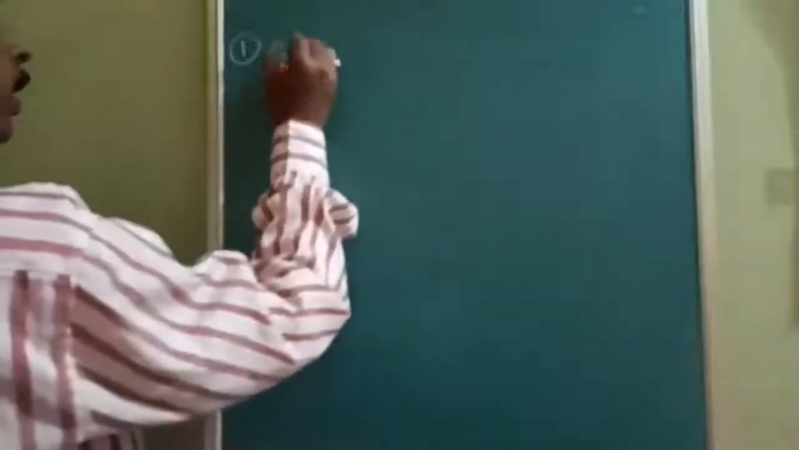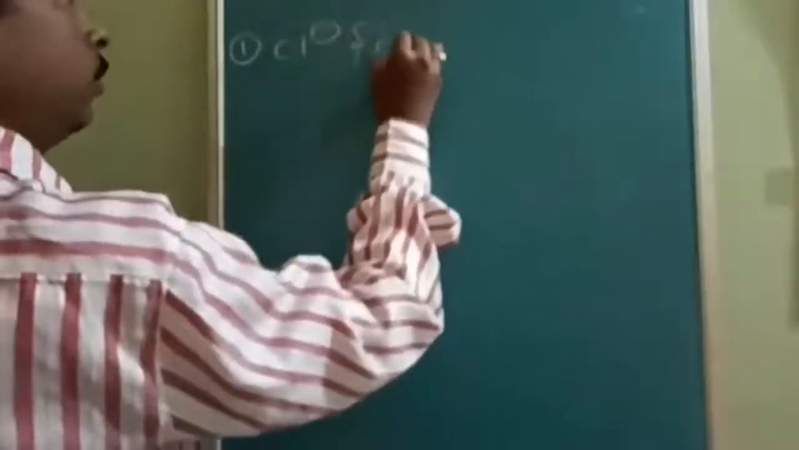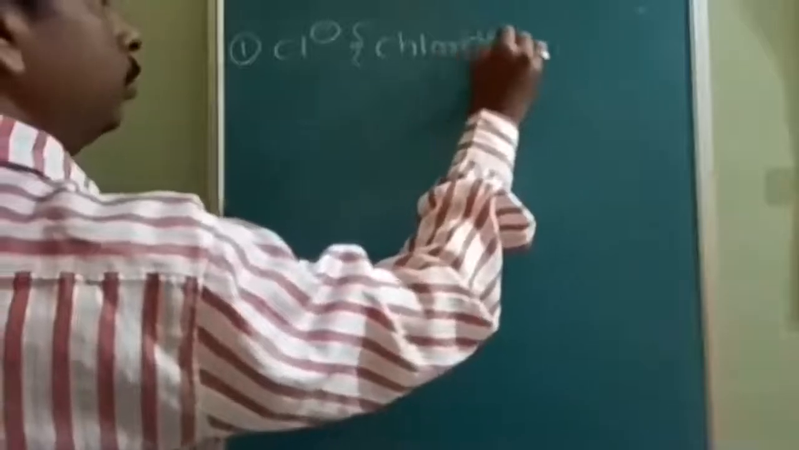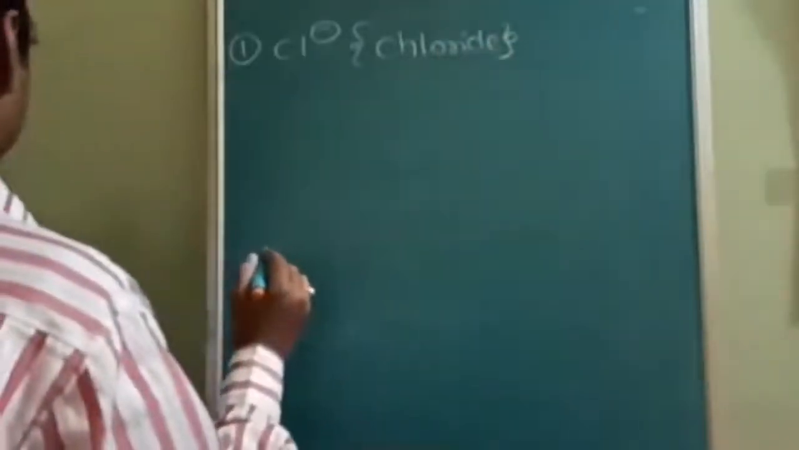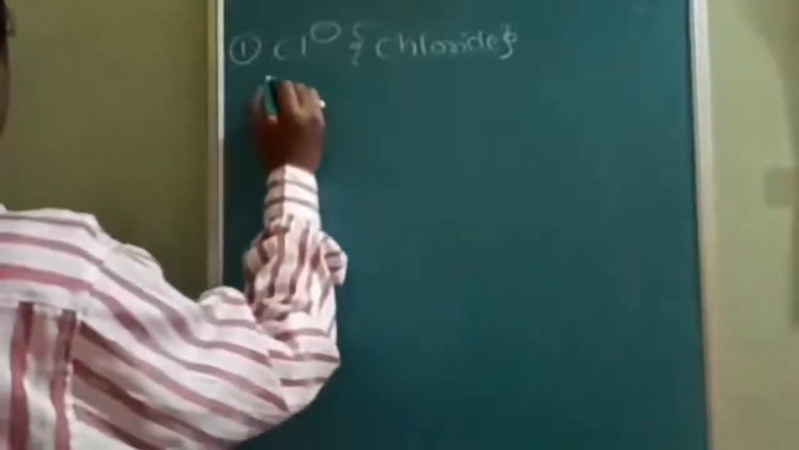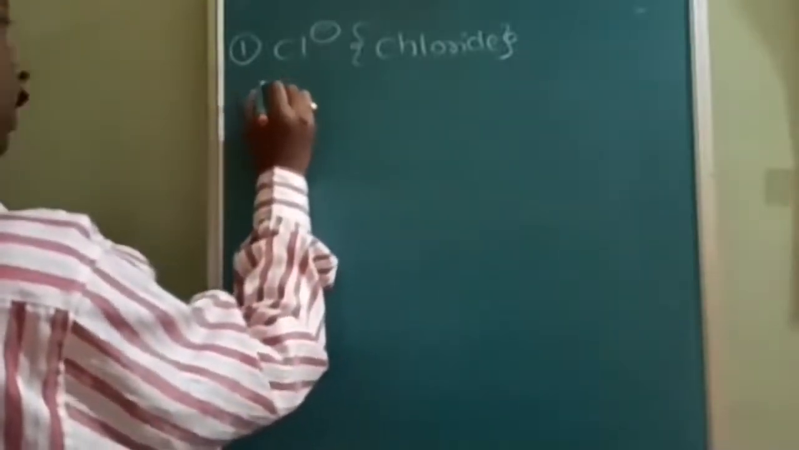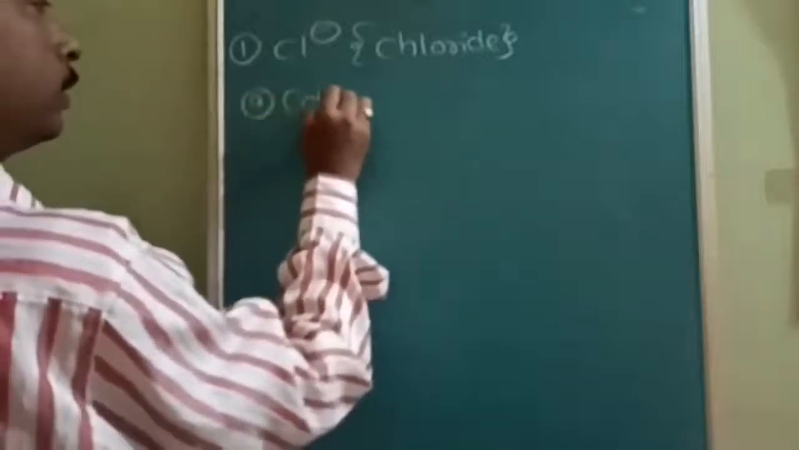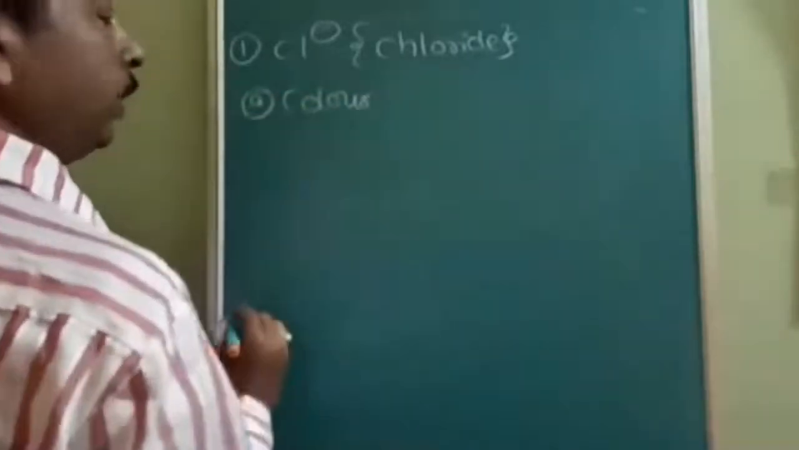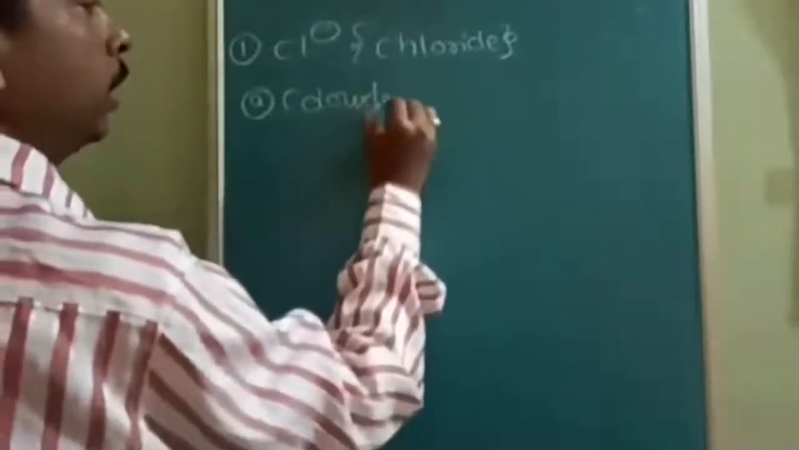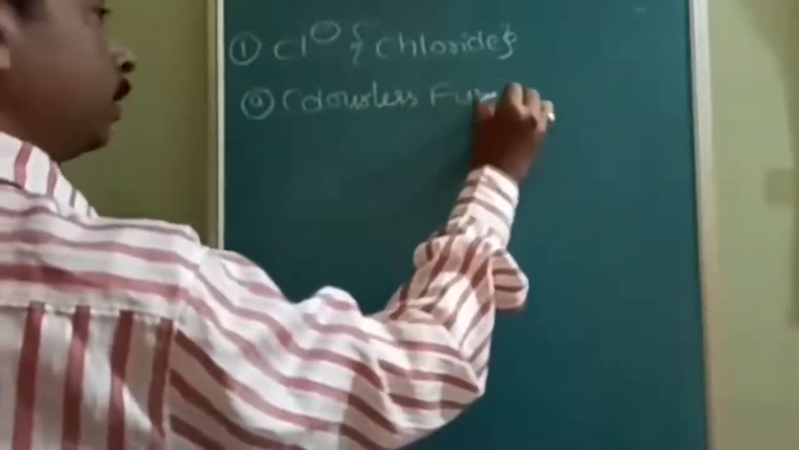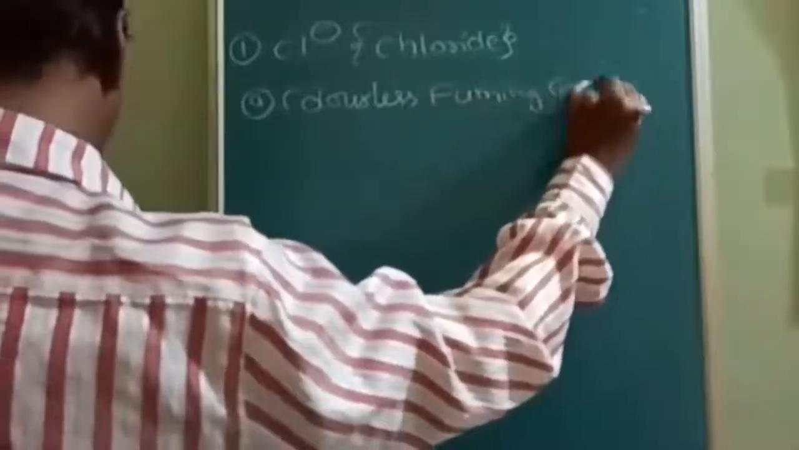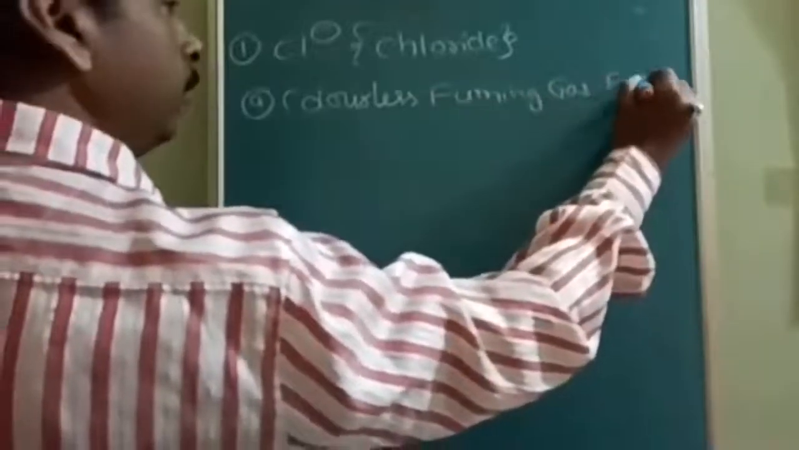First, what will we start with? Observation. Then we will write about the reactions behind it. The first one we are going to study is Cl minus. Cl minus is chloride; IDE shows absence of any oxygen. The first observation, when it is heated with concentrated acid, is a colorless fuming gas, a fuming gas with a fast smell, which evolves very fast.